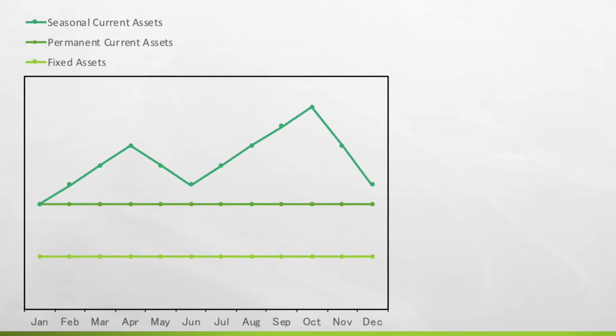To give you a visual representation of what we're talking about, refer to the following diagram. If we're going to graph the level of assets in a typical year for a seasonal business, we would find something like this. We have the level of fixed assets, permanent current assets, and seasonal current assets. Note that fixed assets will not vary on a day-to-day basis. In a typical year, assuming there's no expansion or dissolution of business, the level of fixed assets will remain same all throughout.